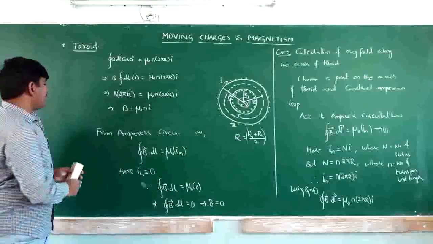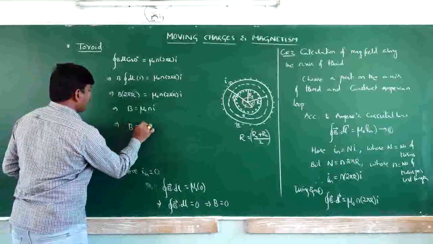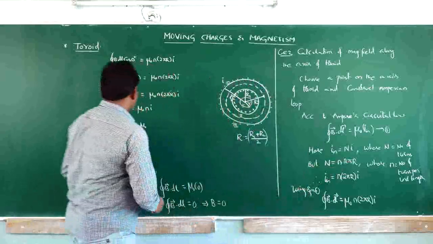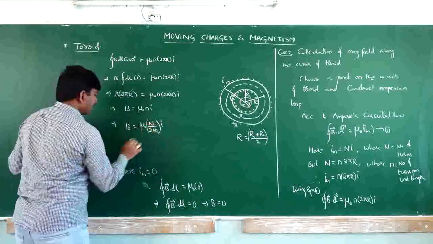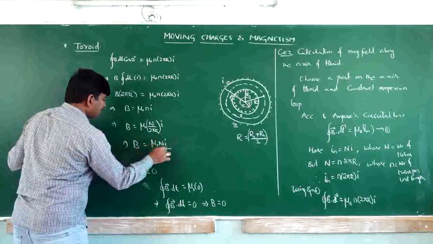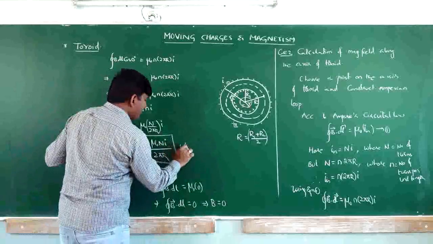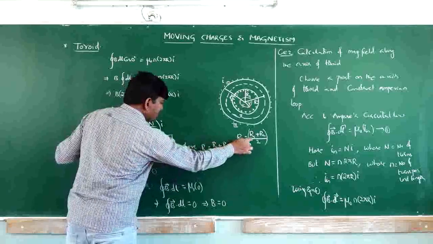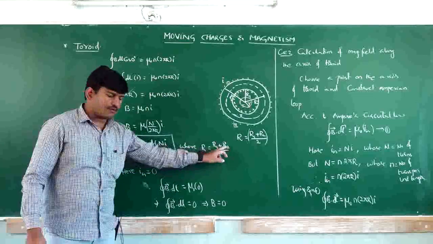Or more clearly, I can also write it like this. B is equal to mu naught into, what is small n here? Small n is equal to capital N divided by 2 pi r, into I. This implies B is equal to mu naught N I divided by 2 pi capital R, where capital R is the mean radius, equal to the inner radius plus the outer radius of the toroid, divided by 2.